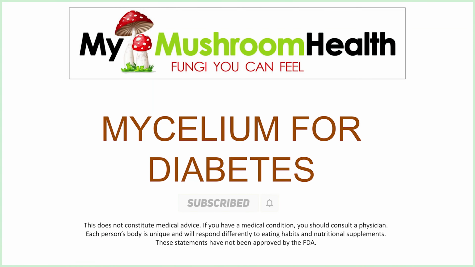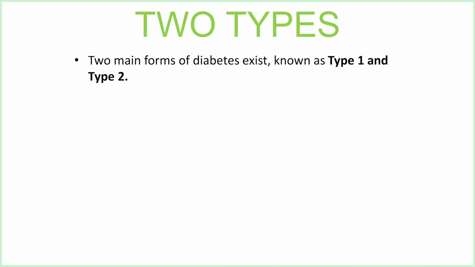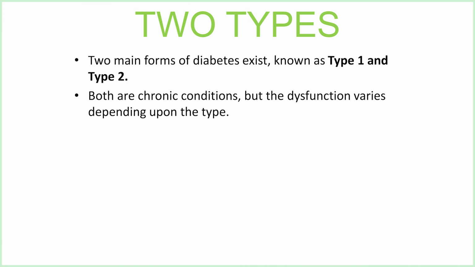Today we're going to be talking a little bit about mycelium for diabetes and how it helps with diabetic conditions. Let's go ahead and get started. So, there are two types of diabetes, technically. Two main forms of diabetes exist, known as type 1 and type 2. Both are chronic conditions, but the dysfunction varies depending on the type.